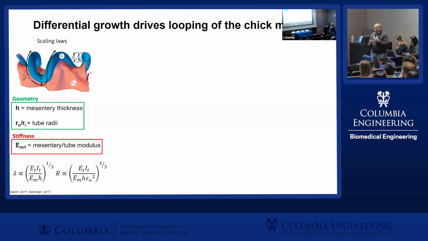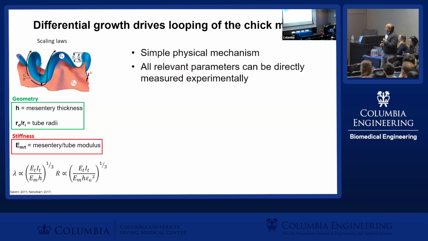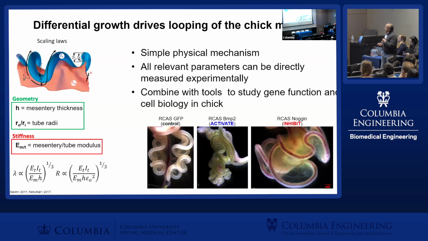And so as a system to understand the mechanics of morphogenesis, this is then very useful because, first of all, the morphogenesis relies on a very simple physical mechanism because it's just buckling driven by compression. All of the mechanics that describe this are directly measured in the lab. And then we can layer that on top of all of the things that have made chick a classical model of embryology, including the ability to misexpress genes and test their gene function.